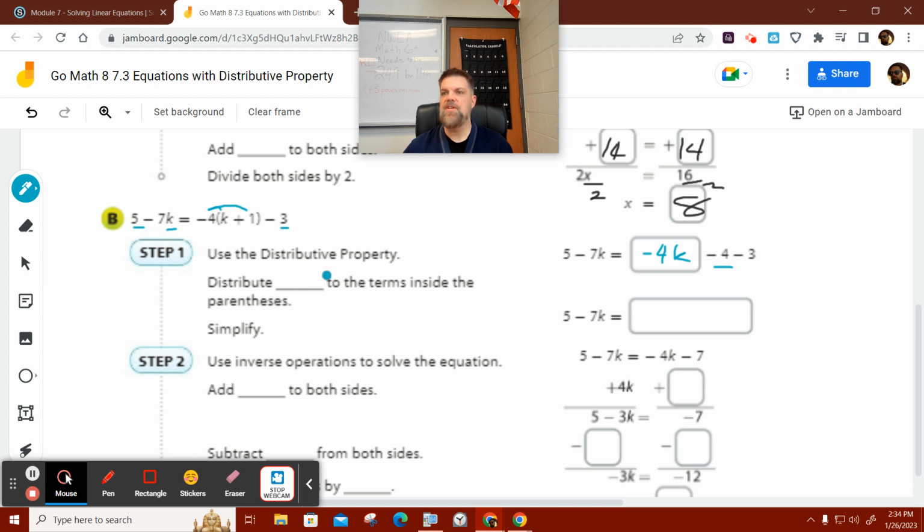Negative 4. I'm glad that he raised his hand because I hear a lot of murmuring. It was negative 4, yes. It's okay. We have to remind ourselves. So now when I simplify, this is negative 4k, what do I put after that? We're simplifying everything to the right-hand side of the equal sign. What is negative 4 and negative 3? What kind of terms are those? Constants. And what is negative 4 minus 3?